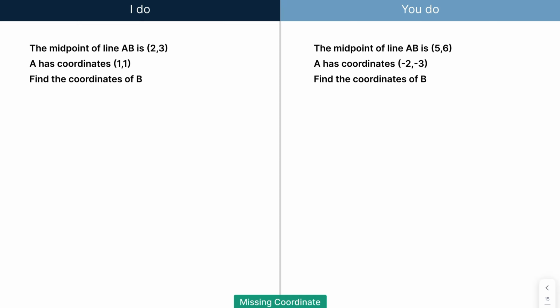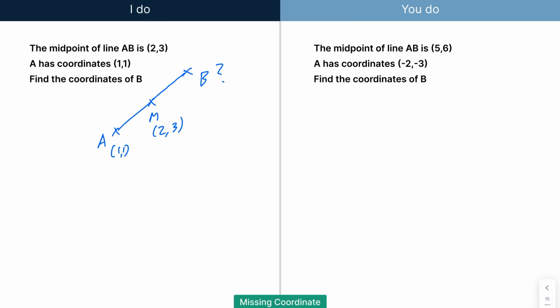So if you were to roughly visualize this, we have a point A here, and then we have a midpoint of that. Let's just call this M for midpoint. We know the coordinates of A are 1, 1. We know the coordinates of M are 2, 3. And they're asking us, what are the coordinates of B? We don't know this.